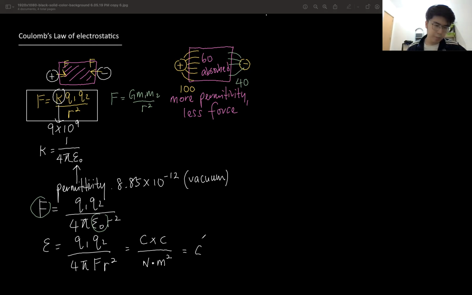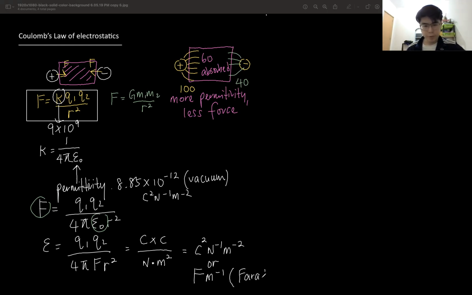So what do you get? C square, Newton minus 1 and M minus 2. This is the unit for permittivity. So 8.85 C square N minus 1 M minus 2. Or sometimes you see they use F M minus 1. The F is farad, farads per meter. So what is the unit of farad? It is actually C square N minus 1 M minus 1 if you separate this one. So that is the unit.